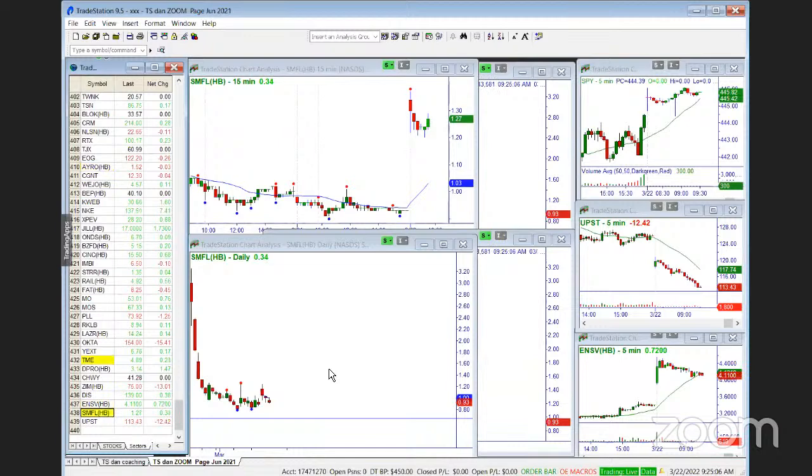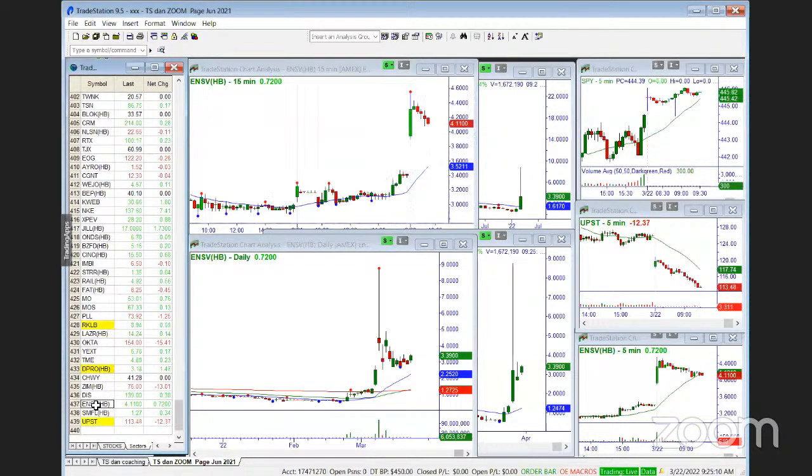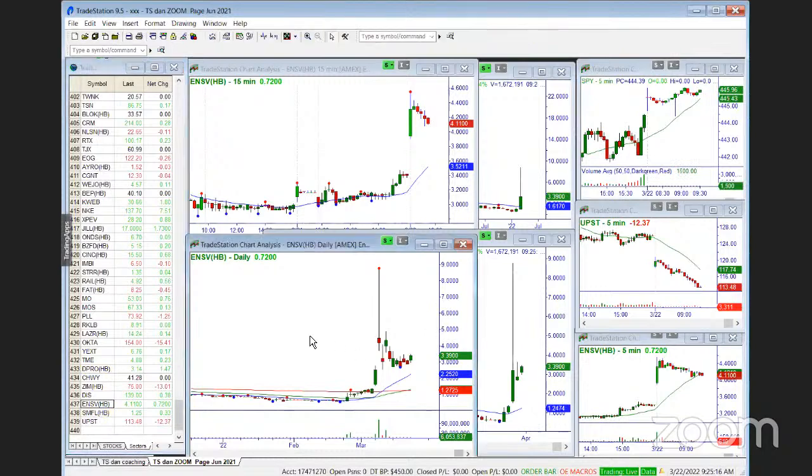SMFL, I'll put that in a window. ENSV gap breakout here. This is making the turn, and it's gapping up to here. We'll watch that on a pullback.